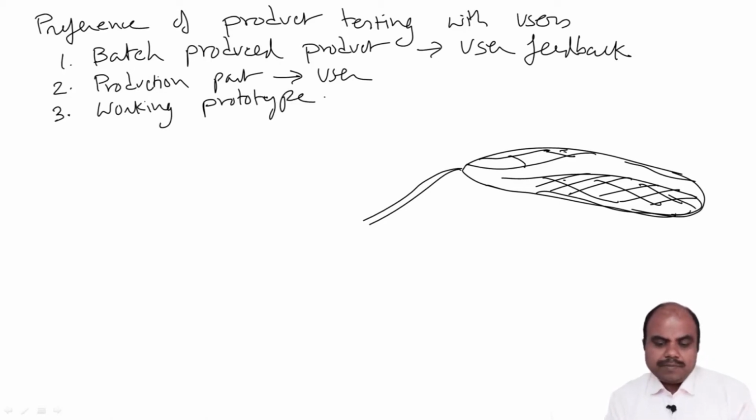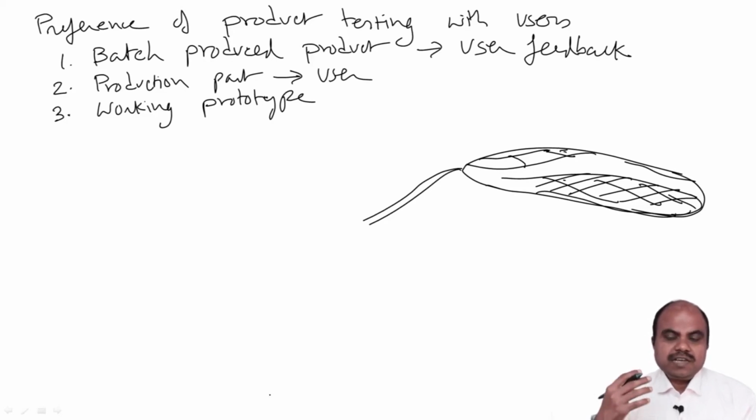And then a working prototype is a single prototype, but it is working completely with all the features. And then we are going to take it to the user and ask how they are feeling about the product. Does it really meet their need, or do they want any changes to be done on the product, any feature they don't like, any feature they like, and all this feedback can be taken.